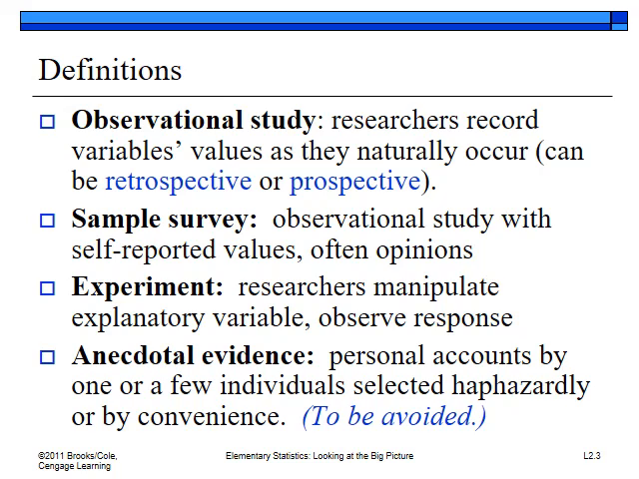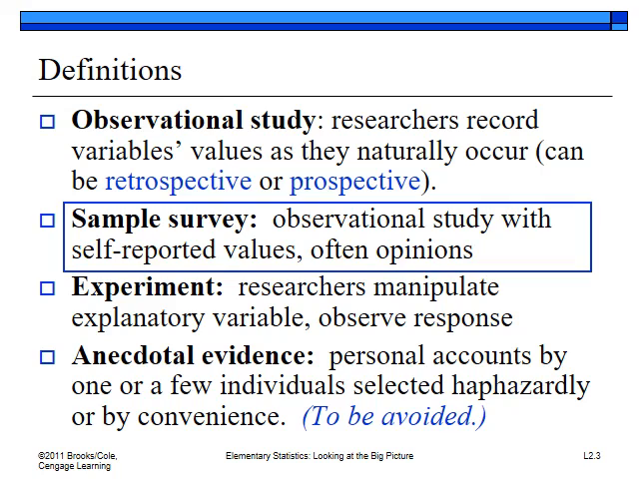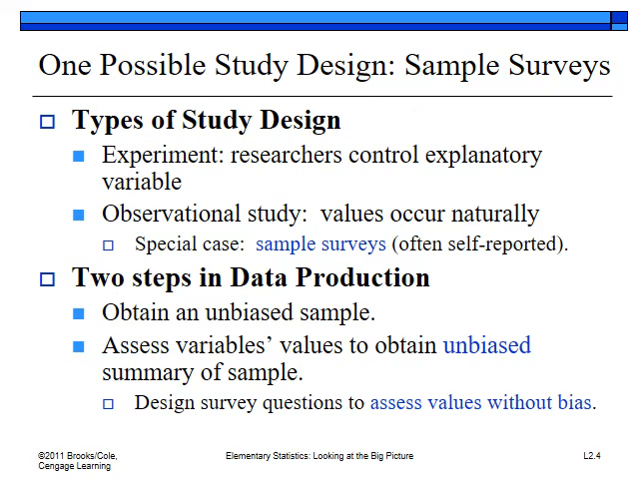Finally, anecdotal evidence is something that can come up in a sample survey. Anecdotal evidence are personal accounts by one or a few individuals selected haphazardly or by convenience. Always be sure to avoid anecdotal evidence. For now, though, let's focus on the sample survey. Remember that sample surveys are a special case of observational studies.